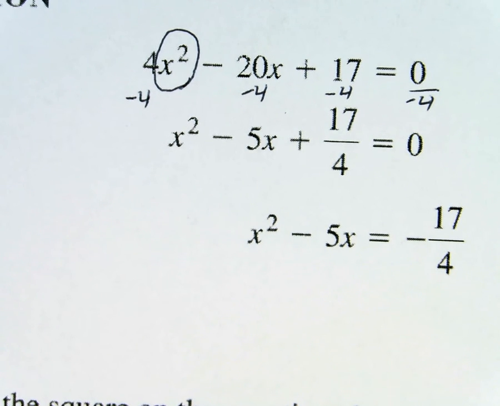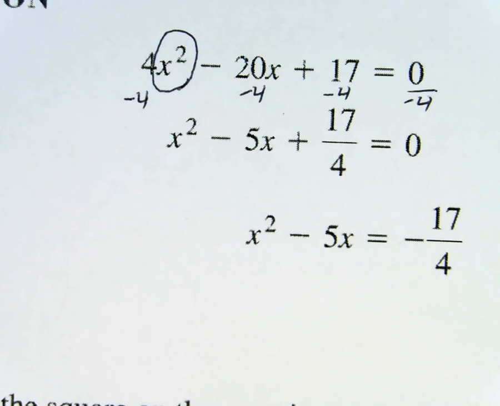Now, to complete the square, we need to add something to both sides of the equation that will give us a perfect square of x squared minus 5x plus something. So let me give you a little side example.